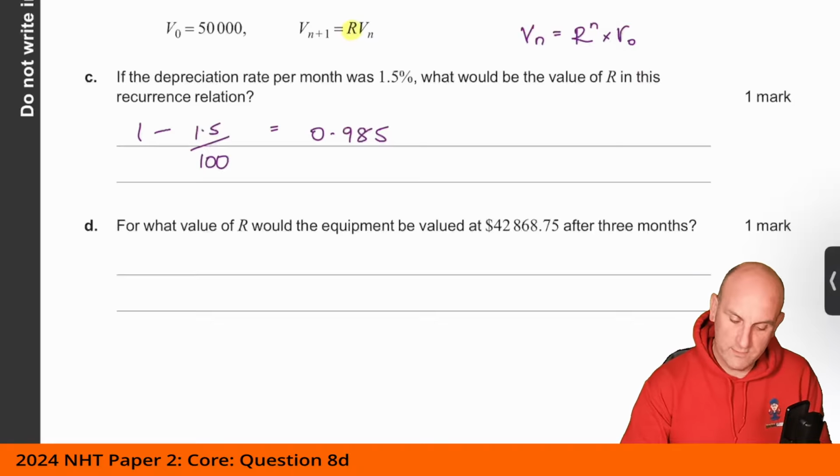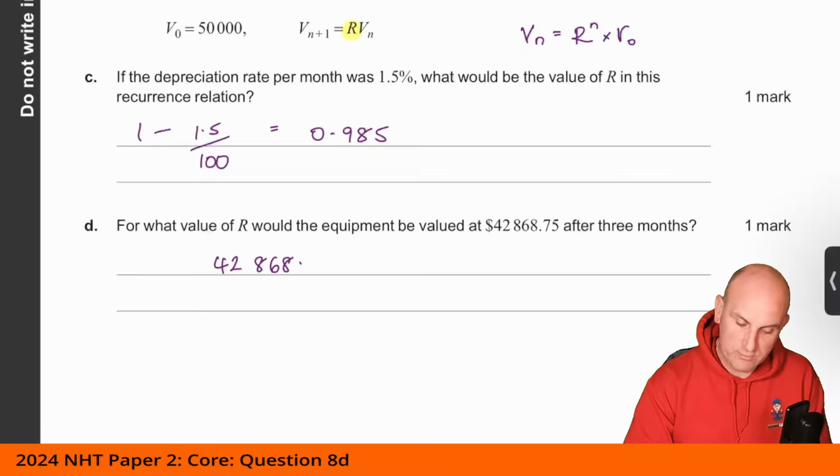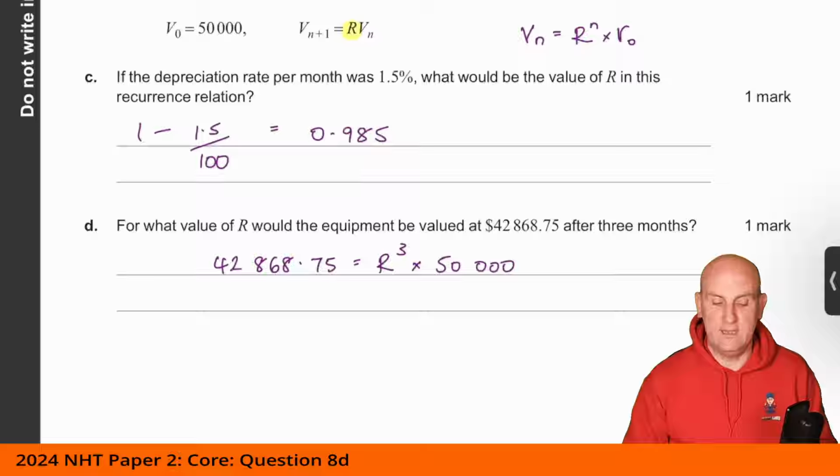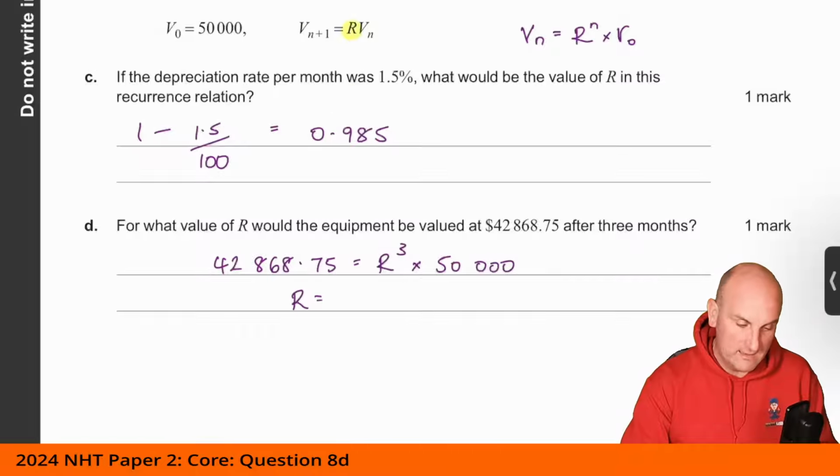So I now know that the equipment was 42,868.75. That's my Vn. My rate is going to be R. I know it's over 3 months, so I can raise that to the power of 3, cubed. And then my V0 gives me $50,000. Again, put that into my calculator and do solve, and we get my capital R there as equal to 0.95.